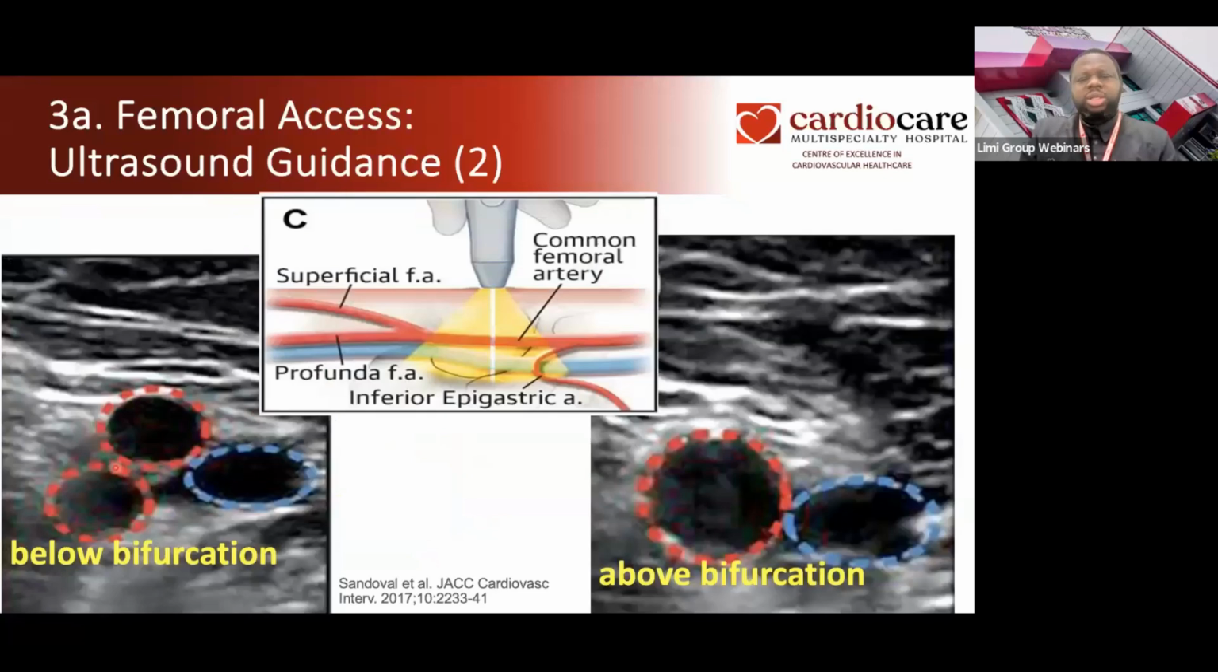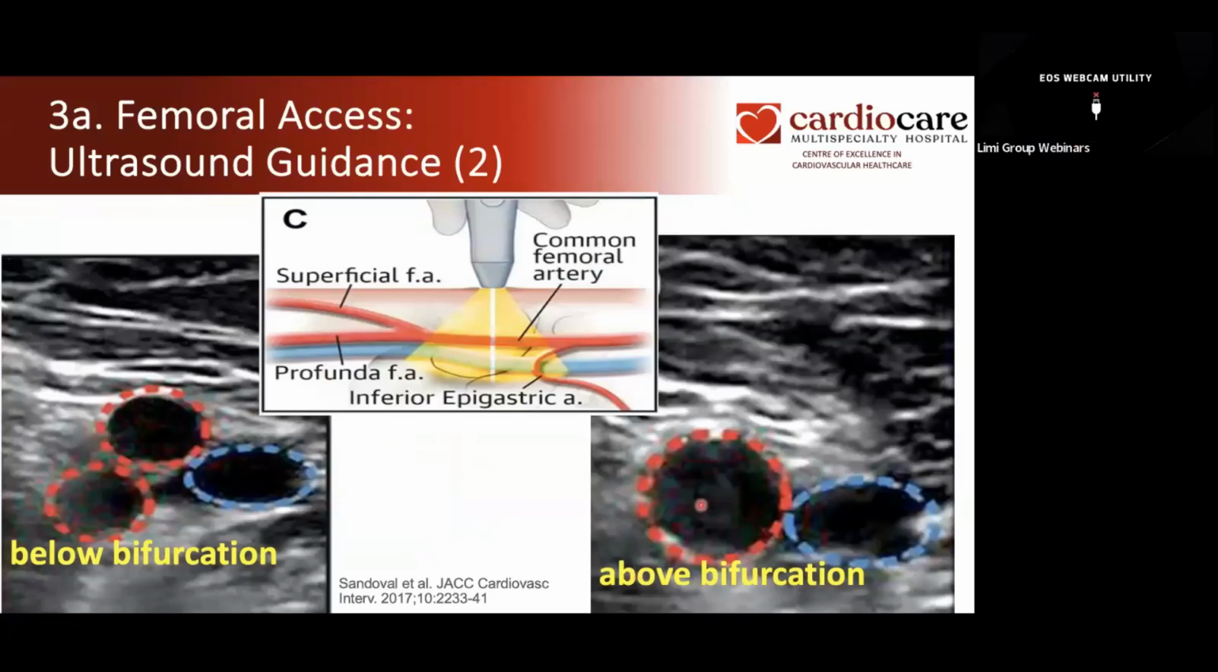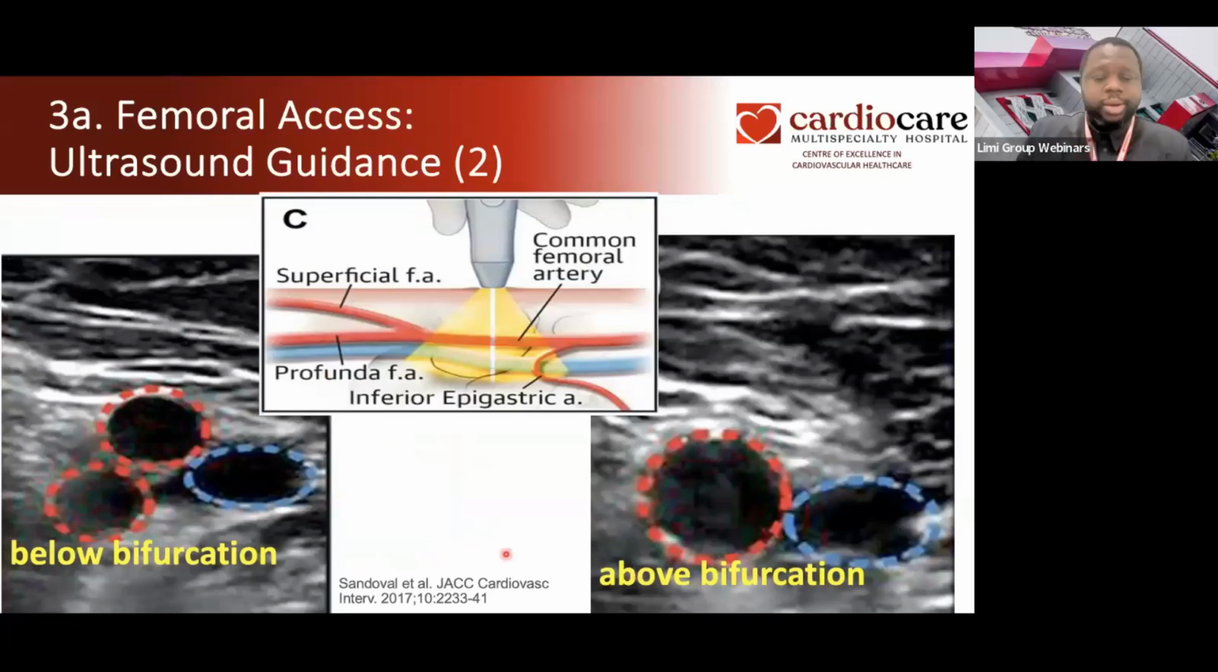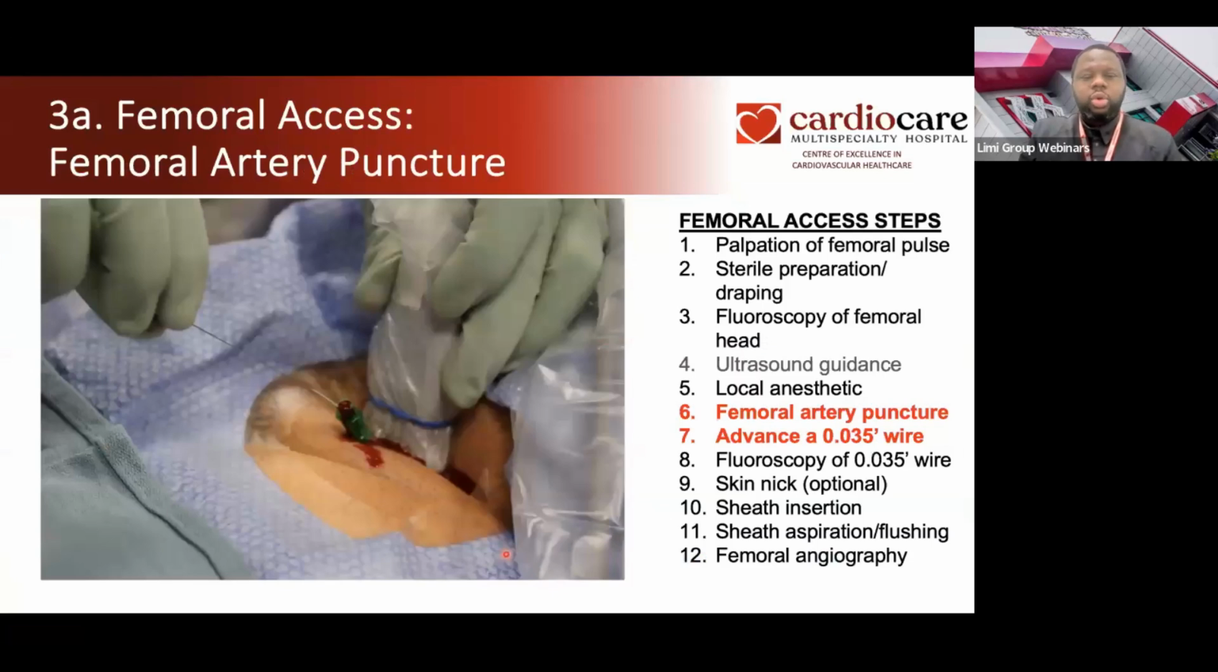If you palpate at this level, you might think you are there, but really you are below the bifurcation and you might enter the profunda. But when you use the ultrasound, you are able to see above. This was published in JACC in 2017. Once we've got into the vessel, this is a standard puncture needle. Then we advance. There's also some room for what we call a micropuncture kit.